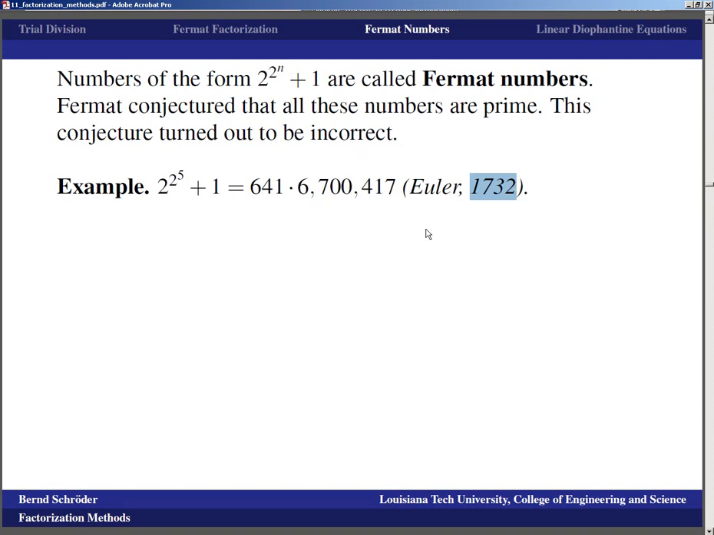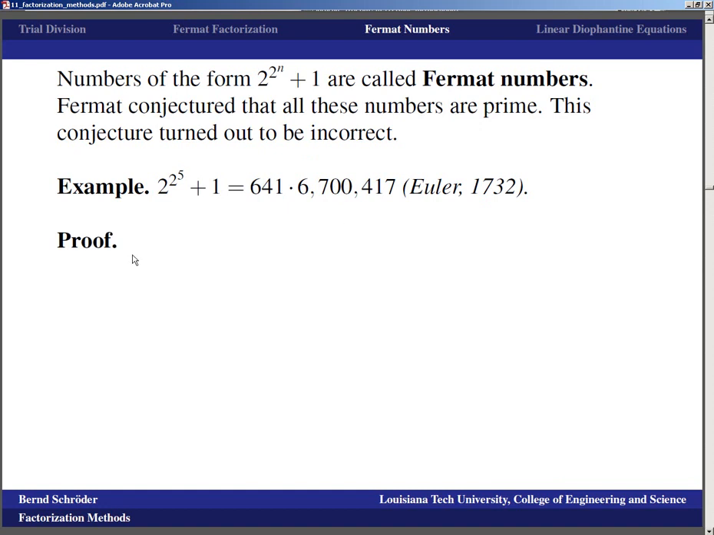1732, so way before there were computers that could do this kind of stuff. Not quite sure how Euler figured it out, but Euler was famous for being extremely good with numbers in his head, and I wouldn't put it past Euler to even have found the factor 641 by direct checking.